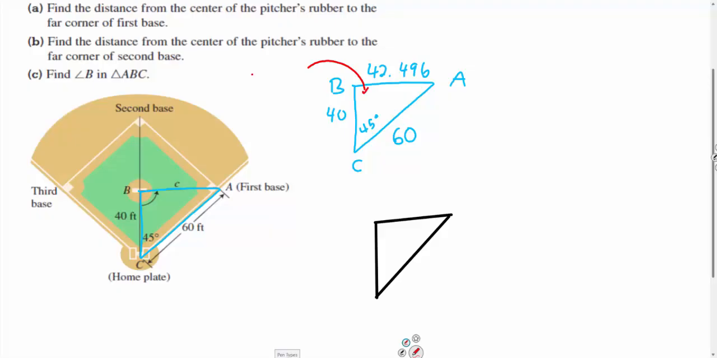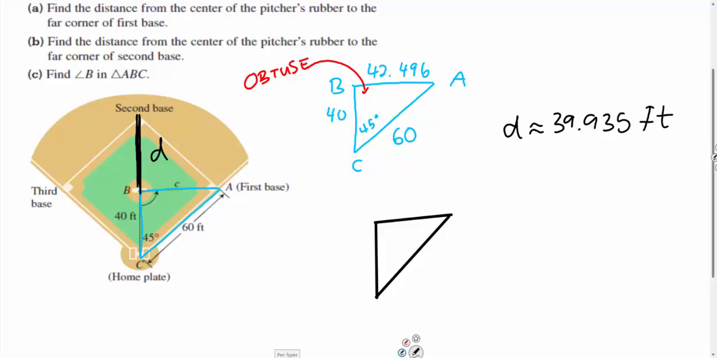That's going to affect your answers. This is actually obtuse. That's going to affect your answers. Why? Because for part B, the human that found that distance from the center of the pitcher's mound to second base, so this distance here, which I'll just call D, they found that to be 39.935, and they used units. That's excellent. D.